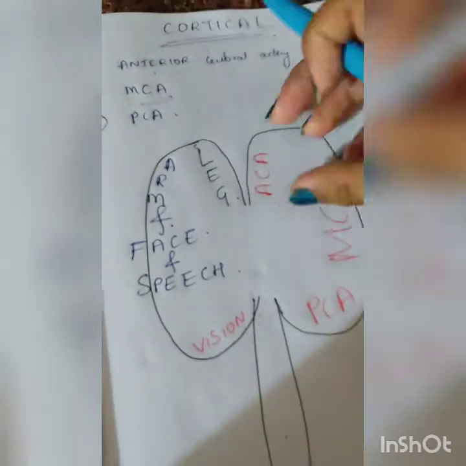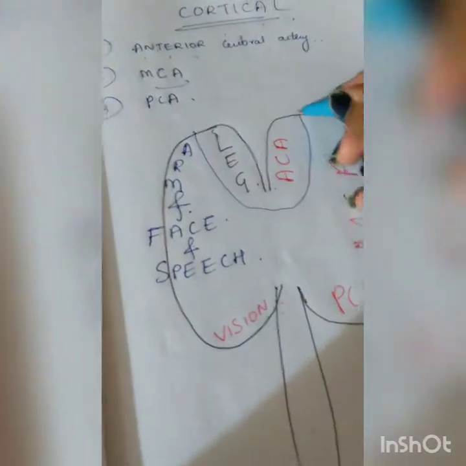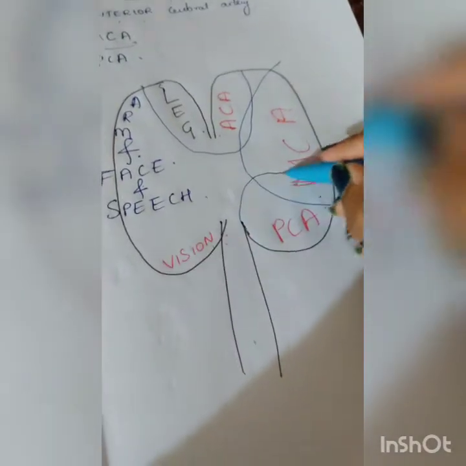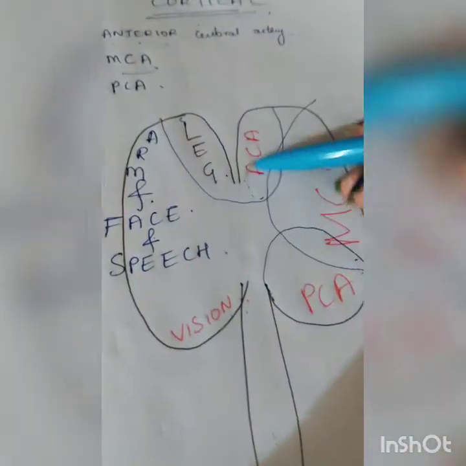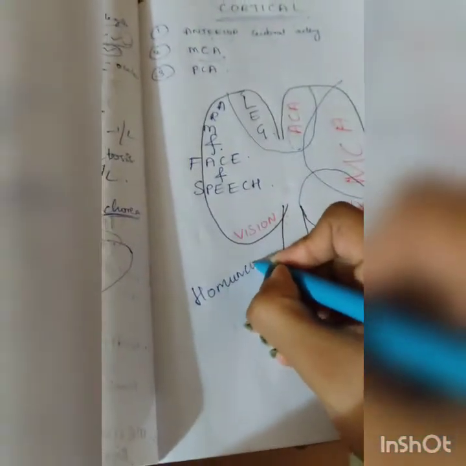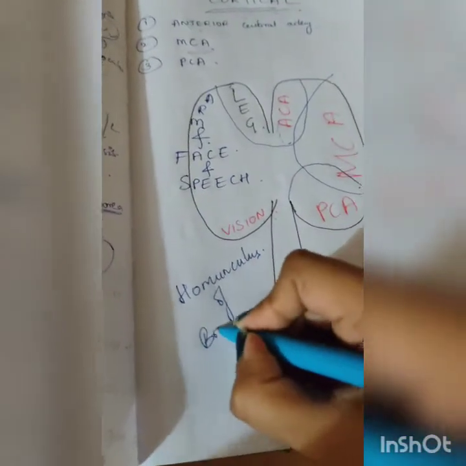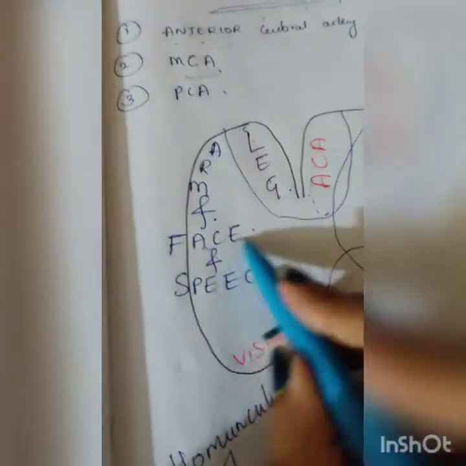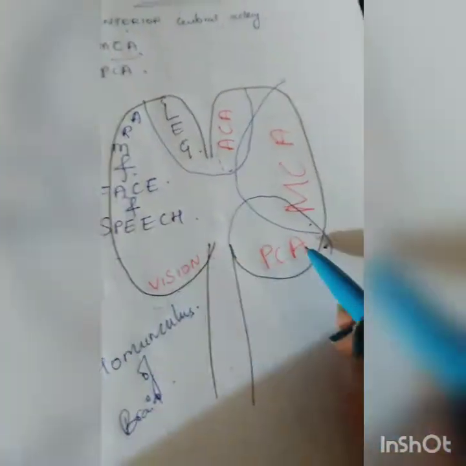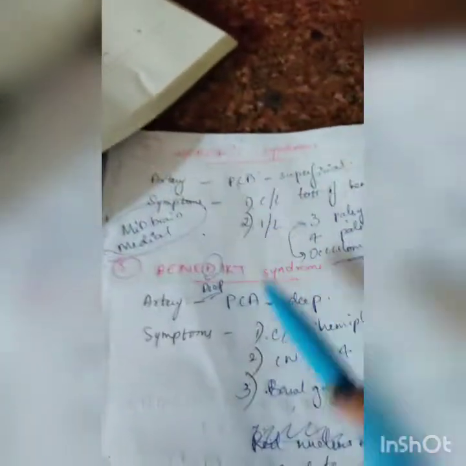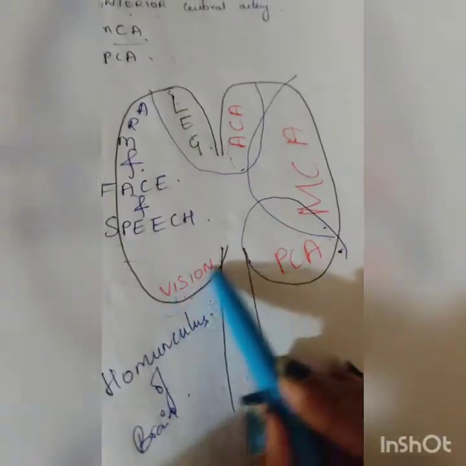Here we have the anterior cerebral artery; this is the location. Then the middle cerebral artery covers this whole area, and this is the posterior cerebral artery. You need to remember this diagram, called the homunculus of the brain. Here comes the leg, here comes the arm, face, and speech, and here comes the vision. Whenever there is a lesion with the PCA, we are going to have vision issues, as we have seen with Weber's and Benedict syndrome, with third nerve palsy.